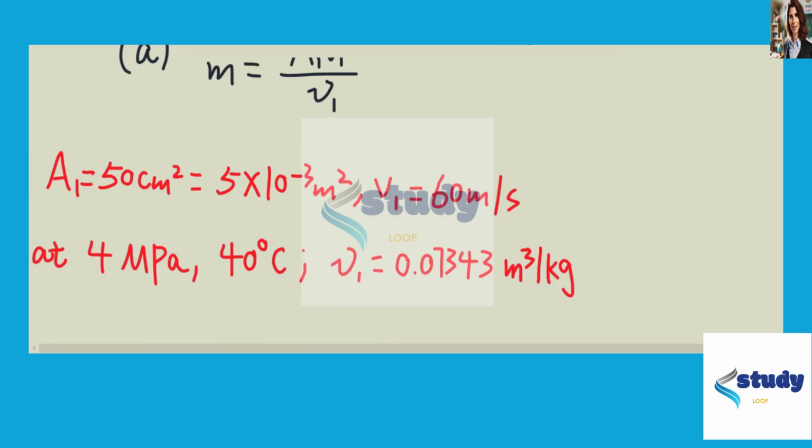And at 4 megapascal, 40 degrees Celsius, the specific volume for the superheated steam is about 0.07343 meter cube per kilogram. Okay, you can check the table A6 at the back of the book.